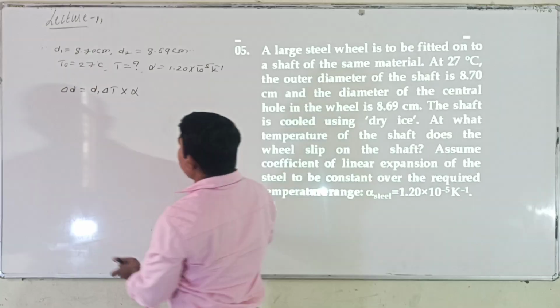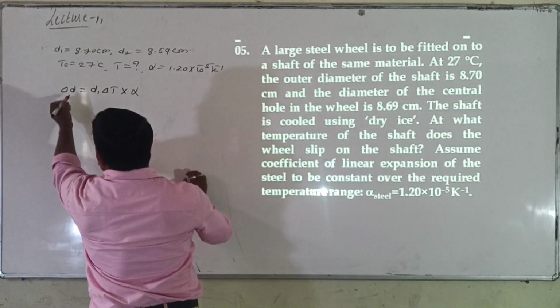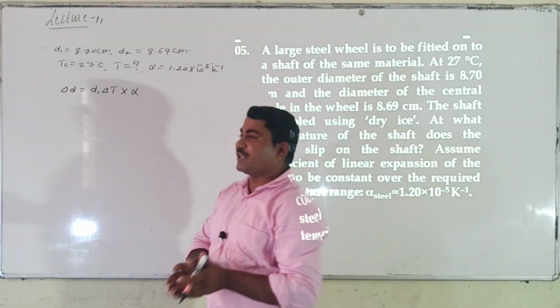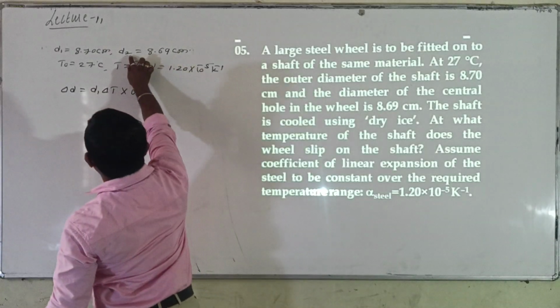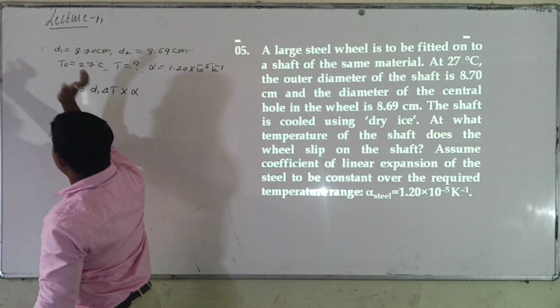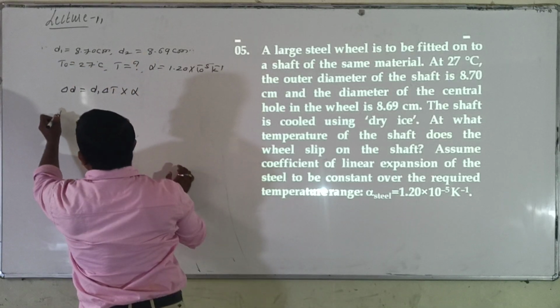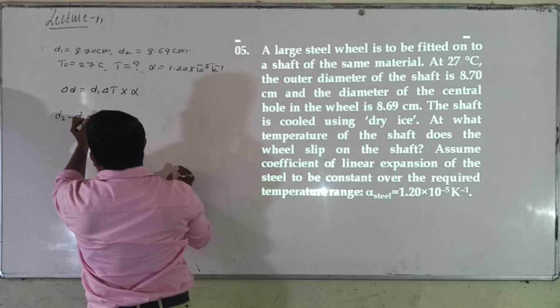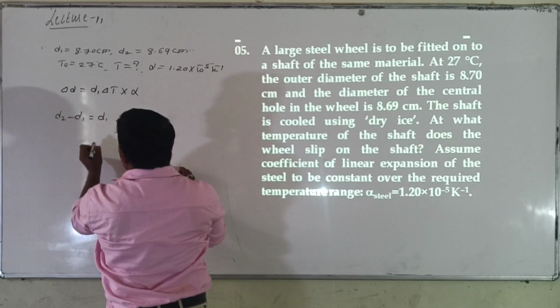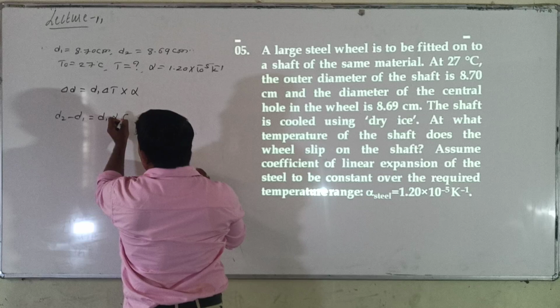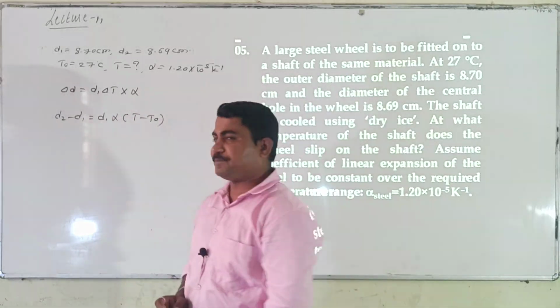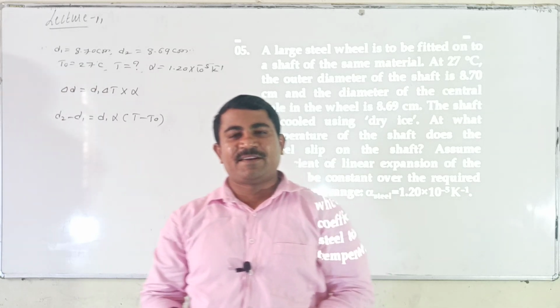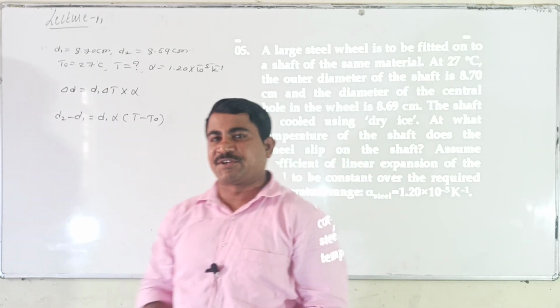Then I need the temperature T. How to write this change in diameter? It is the final diameter minus the initial diameter. The final diameter is D2 and the initial diameter is D1. So D2 minus D1 equals D1 into alpha into delta T, where delta T means final temperature minus initial temperature.